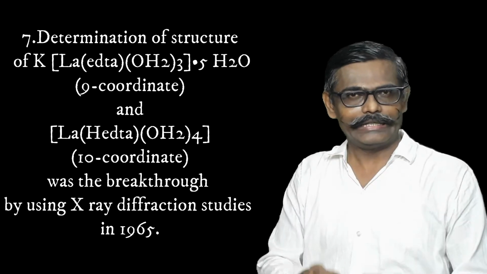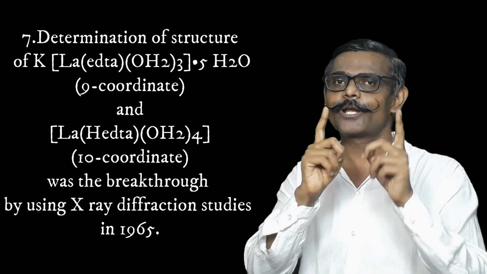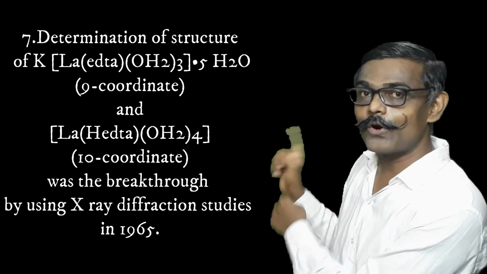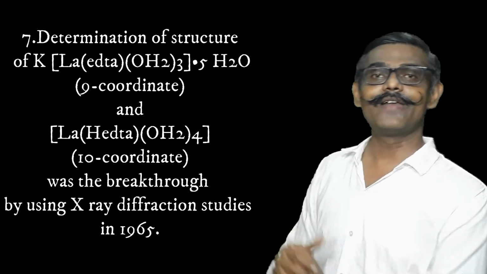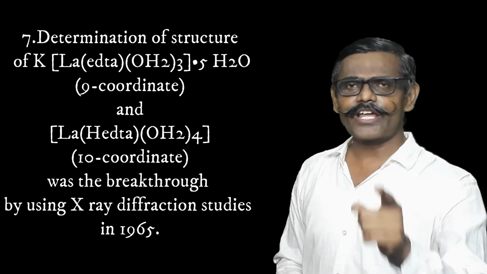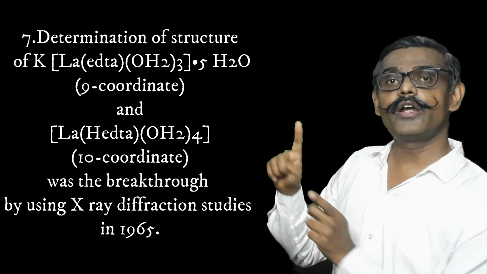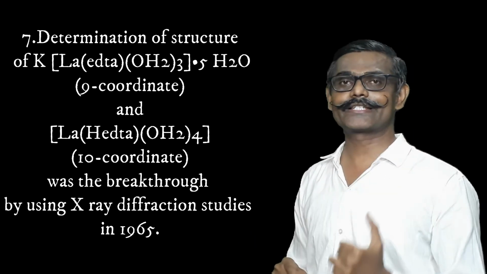Okay, it is easy for us to say coordination number 8, 9, 10 or 11. But the question arises, how have scientists come to know this is the coordination number for this complex? It was a very tough task for the lanthanoids. Students, in 1965, a breakthrough actually took place about the concept of coordination number and geometries of the complexes of lanthanoids. What happened in 1965? X-ray diffraction studies revealed the coordination number. Two complexes were studied. EDTA complexes were studied.